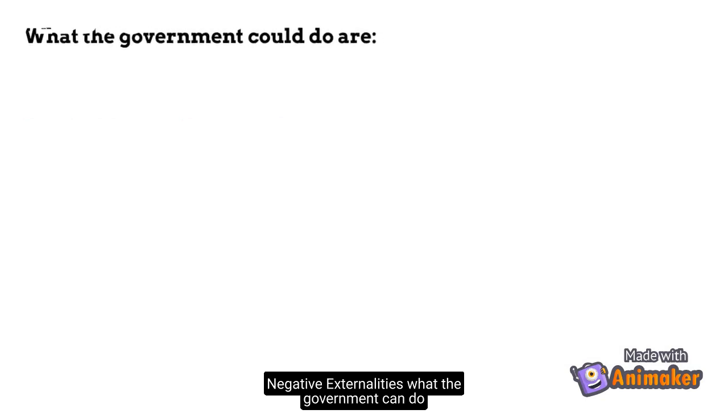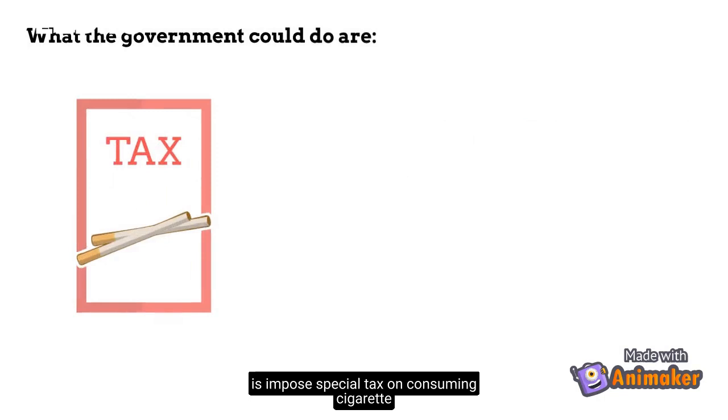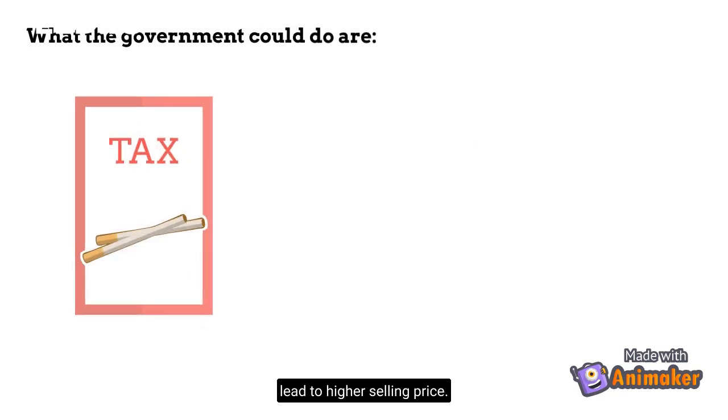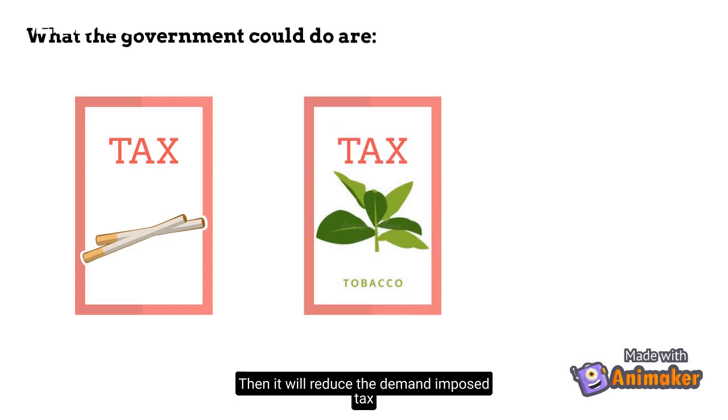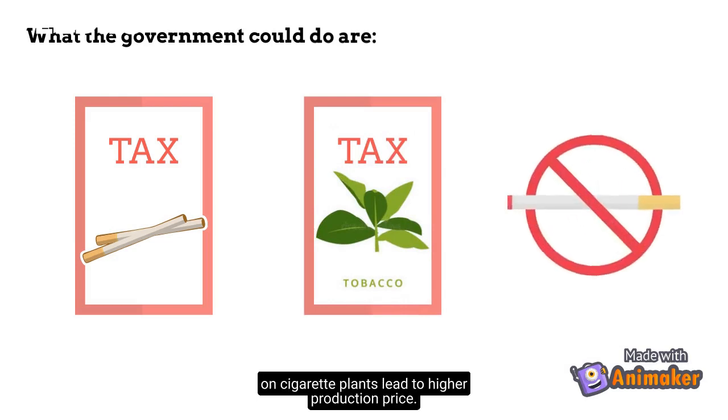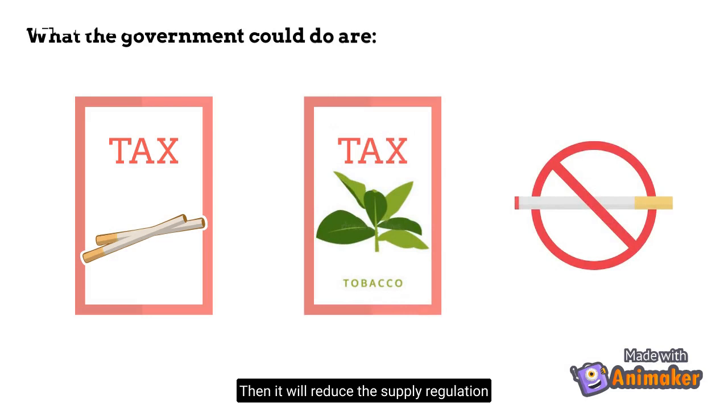What the government can do is impose a special tax on consuming cigarettes, leading to a higher selling price, which will reduce the demand. Impose a tax on cigarette plants, leading to a higher production price, which will reduce the supply. And regulation banning smoking in certain places.